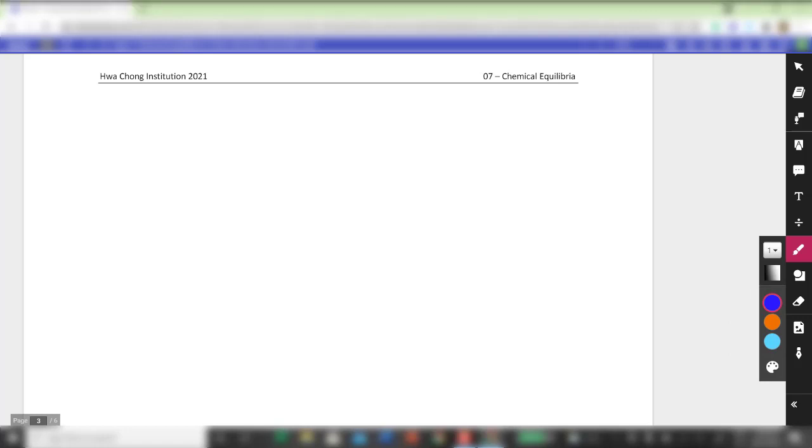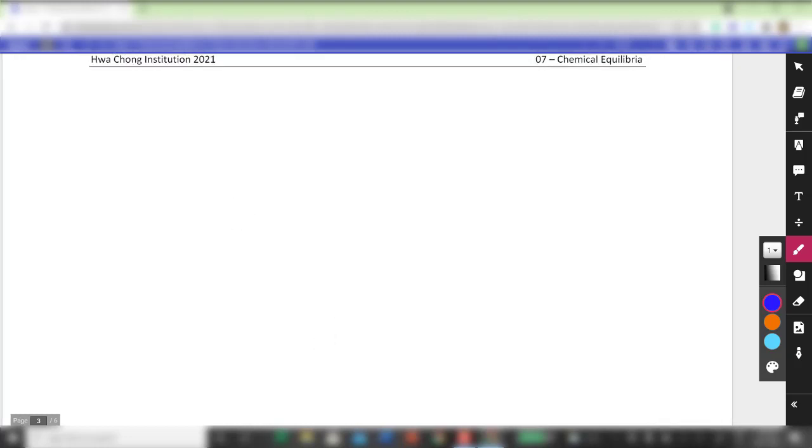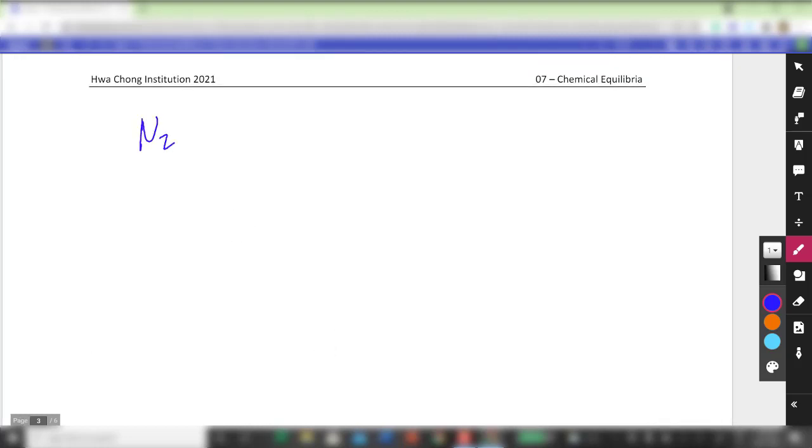So let's say we talk about the Haber process, which is the production of ammonia. If you take a look at the Haber process, we have N2 gas plus 3H2 gas, and then equilibrate to give you 2 ammonia. I deliberately chose this example because you start off with 4 moles of gaseous molecules and you end up with 2 moles of gaseous molecules. So this is done deliberately.